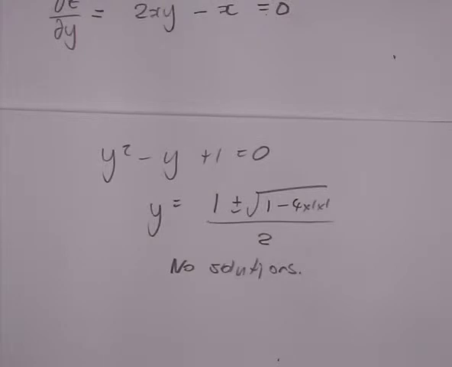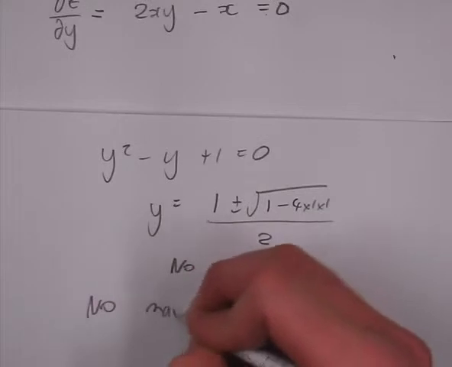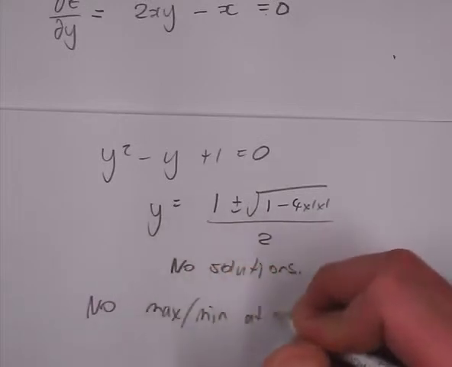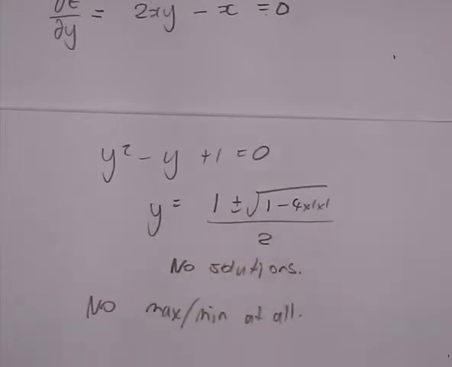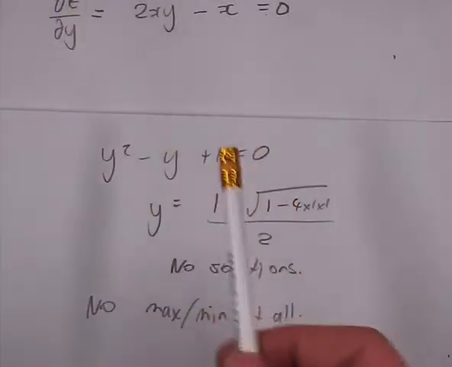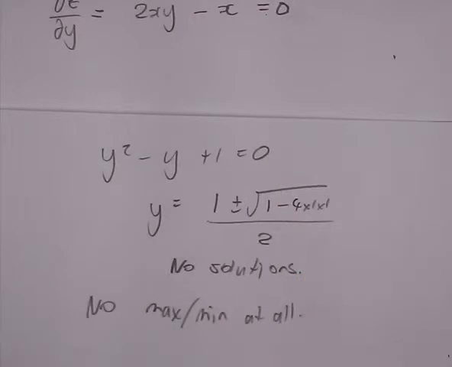There are no places where the derivative in the x direction is 0 at all. So there can't be any because it's never 0. The x derivative is never 0. The y derivative is sometimes 0, but the x derivative isn't.